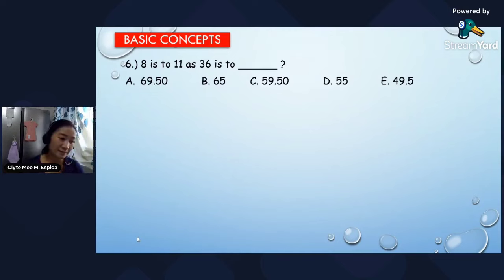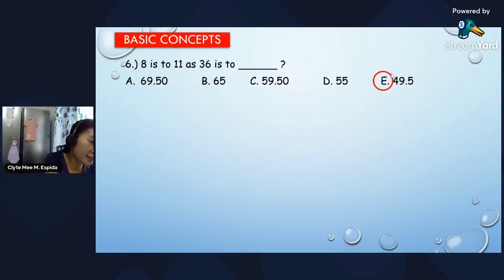Okay, si Ayan, andyan, nagsulat ng solution. Okay, that's correct. The answer is letter E. The product of the mean is equal to the product of the extremes. So you're going to multiply here 11 times 36. So 11 times 36, that's 396. Then divide that by 8. Dividing it by 8, the result would be 49.5. So the correct answer is letter E.